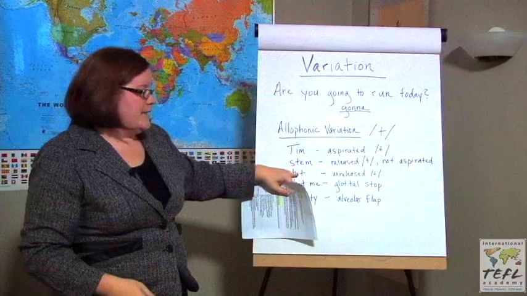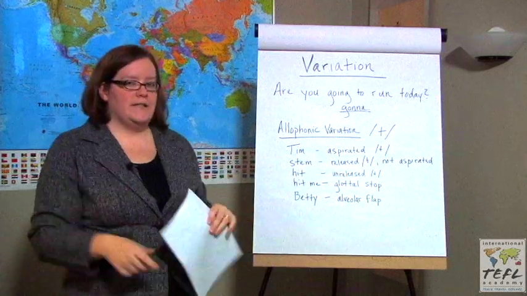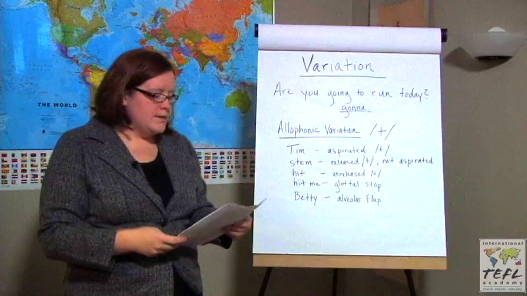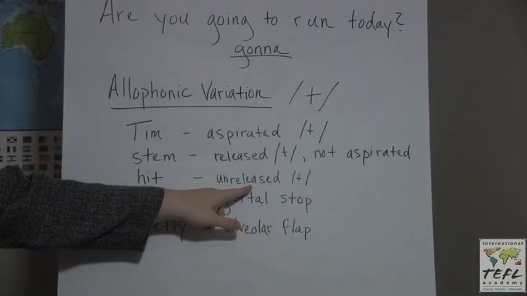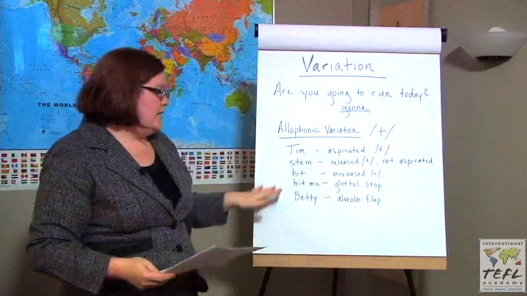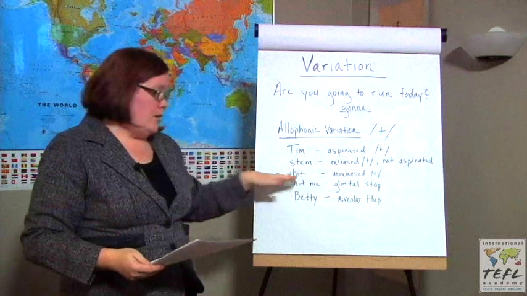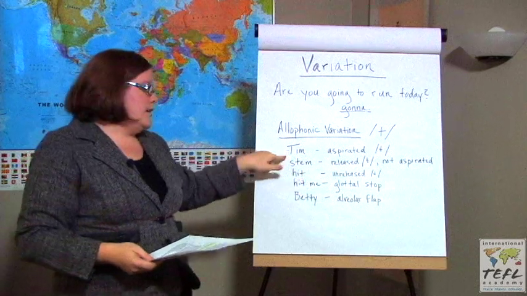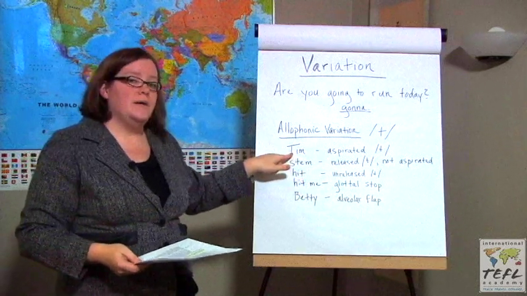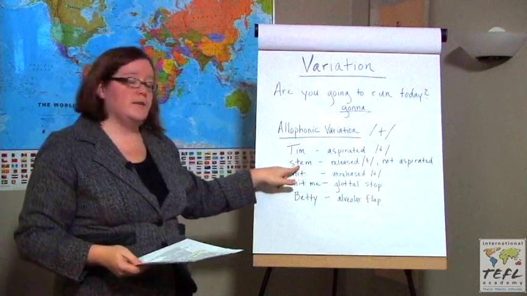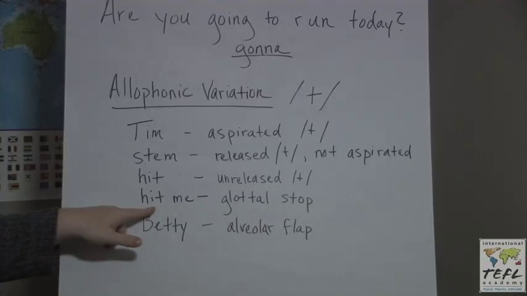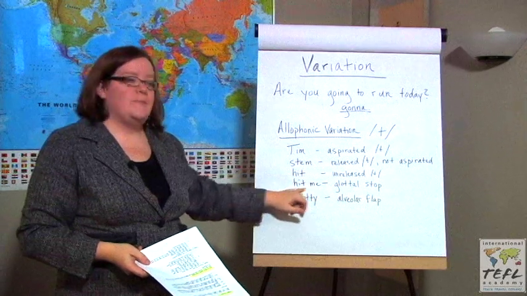The next one, hit. So how is that T different? Hit. Hit. This is what we call the unreleased T, when T is at the end of an utterance or an end of a word. So it's not as strong or aspirated as the T in Tim, but it is slightly stronger than the T in stem. So now let's look at the same word hit with another word after it, hit me.